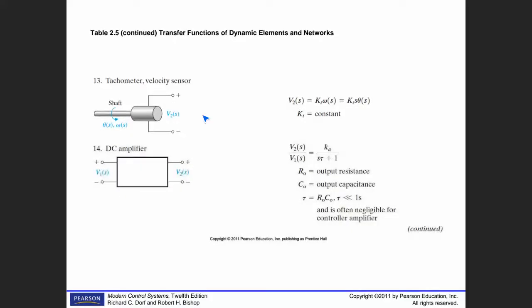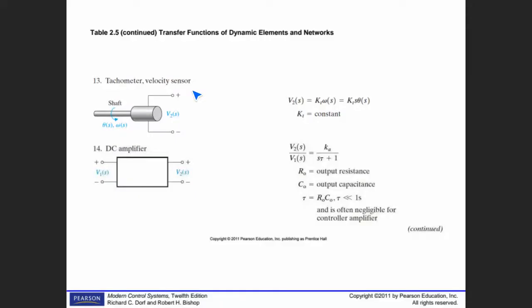Bu ne bu? Biraz büyüteyim. Tachometer. As I told you, when you measure the speed, you generally use a tachometer. It's called a velocity sensor, or it's a kind of generator. So the voltage here is proportional with speed.